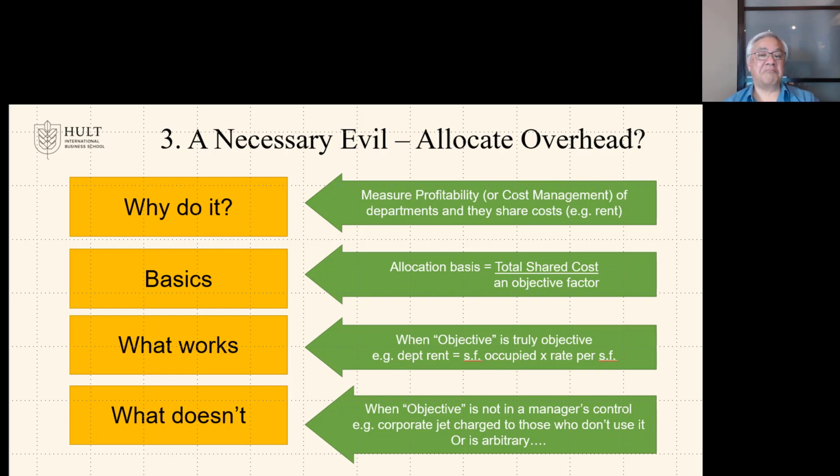Then the basics are, it sounds simple, right? Let's see, if I have rent, would I just take the rent in total and divide it by the square foot? And then based on that, if I occupy 10,000 square feet, it would just be 10,000 times that number. It seems like an easy thing. Well, that's an example of what works. It works when it's an objective measure that matches the economics of how much resources is taken up by that particular department. When it doesn't work are examples when it's not in the control of the manager.